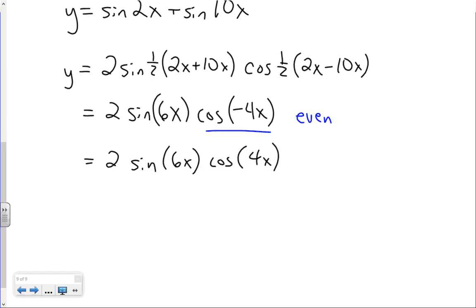And I will leave that to you to sketch that to verify that in fact you get the same graph that we started with, but there is our sum to product property. All right, that is the end of this section.